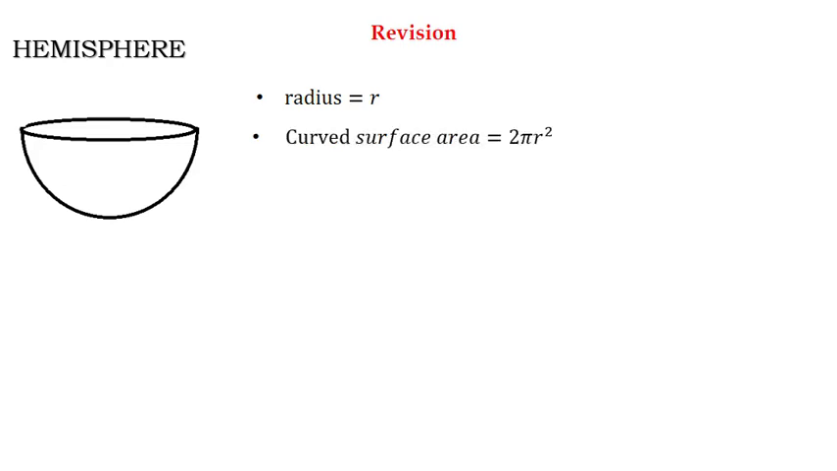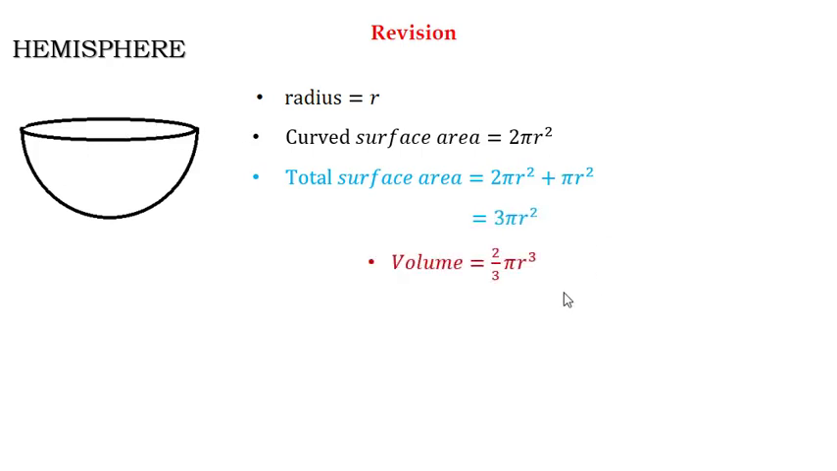Then curved surface area for this hemisphere will be 2 pi r square, and total surface area will be 2 pi r square plus this top circular area, which is pi r square. So total surface area is 3 pi r square, and its volume is half of the volume of sphere, which is 2 by 3 pi r cube.